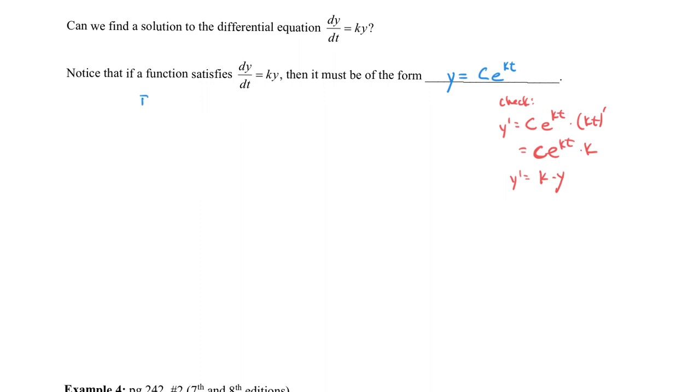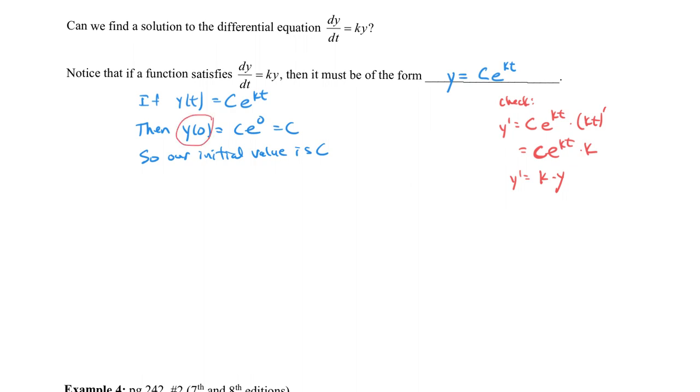Okay, so with that in mind, let's write something here. If y of t, so y is a function of t, equals c e to the kt, then let's see what y of 0 is. When time is 0, we get c e to the 0. E to the 0 is just 1, so that equals c. So this means our initial value, the value when time is 0, is c. So y of 0 is just c.